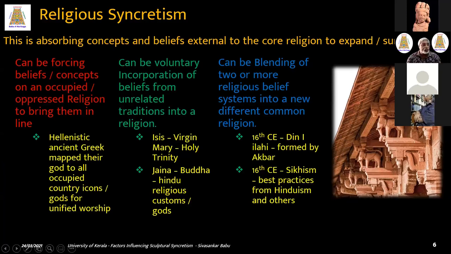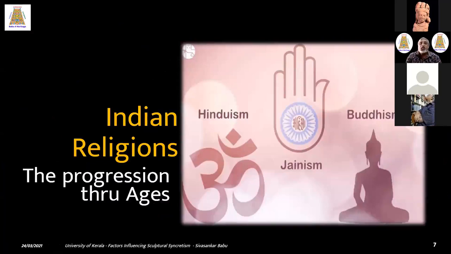Now, having seen and understood what syncretism is, and what religious syncretism is, to understand how this has been progressing over a period of time, let us see some of the Indian religions and how they have progressed through the past 2500 years. So we are focusing on the three major ones: Hinduism, Buddhism, and Jainism.